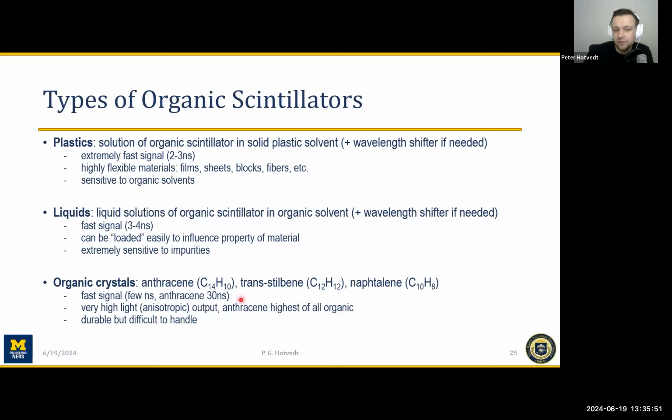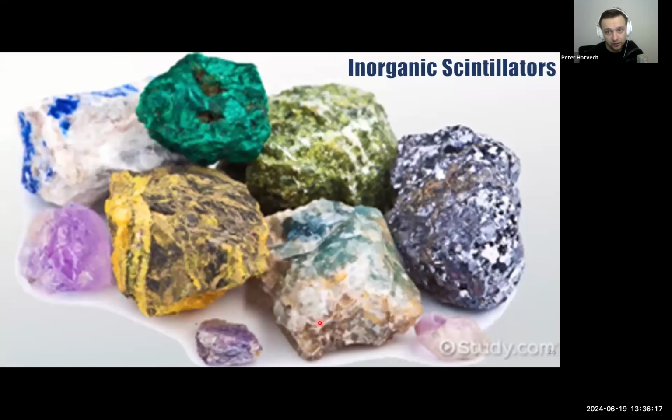This is a little slower, at the 30 nanosecond level. It's got a very high light output. Anthracene provides the highest light output of all the organic scintillators as of the making of the original copy of these slides. They're difficult to handle, but they are very durable. And so, between their high light yield and their durability, they can be used for a variety of applications as well. That is organic scintillators.